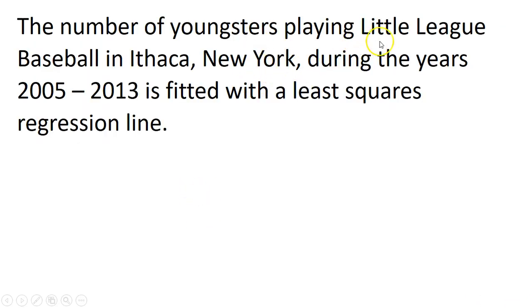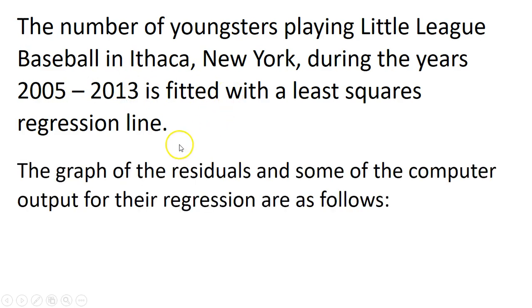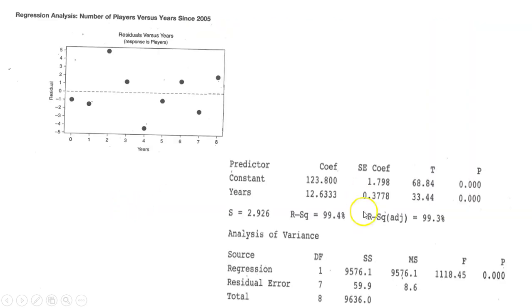The number of youngsters playing Little League Baseball in Ithaca, New York during the years of 2005 to 2013 is fitted with a least squares regression line. The graph of the residuals and some of the computer output is here. So there's the residuals. There's the computer output. I am not seeing a pattern with this. And it says that they did a least squares regression line, which is probably just a simple linear regression line. It kind of looks pretty good.